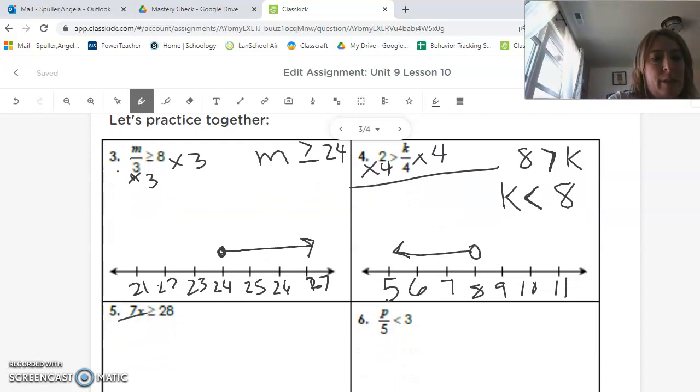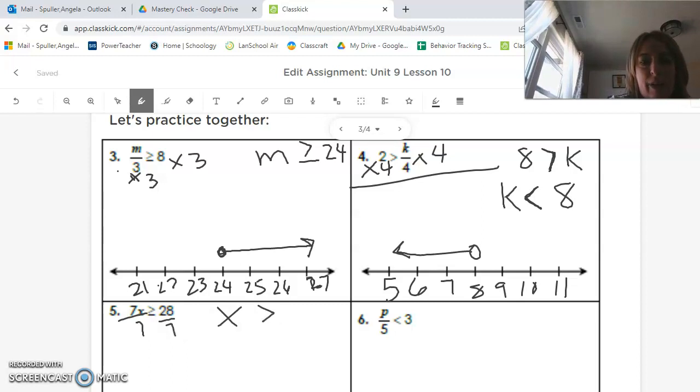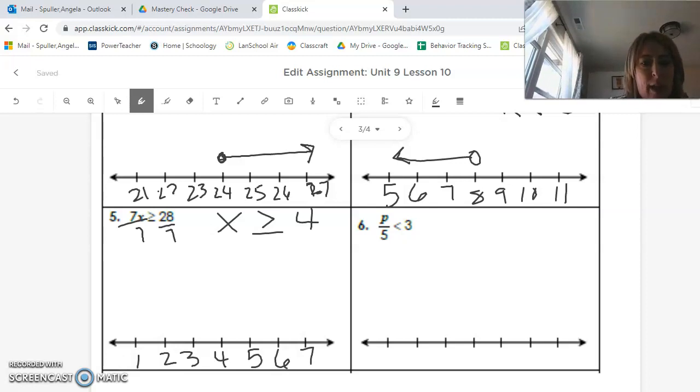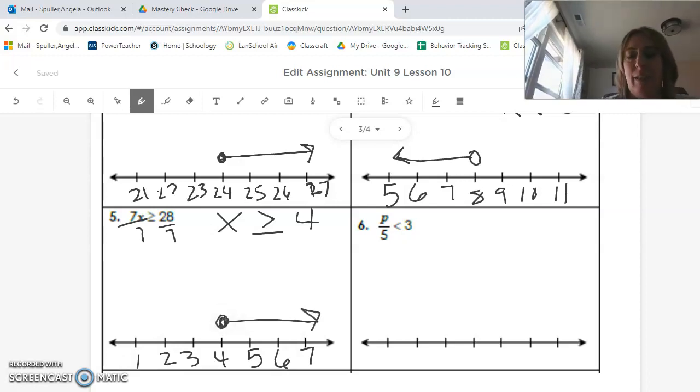All right, multiplying, so now I'm dividing by 7. x is greater than or equal to 4. Okay, so 4, 5, 6, 7, 3, 2, 1. Okay, closed circle because it's both. Greater than to the right.